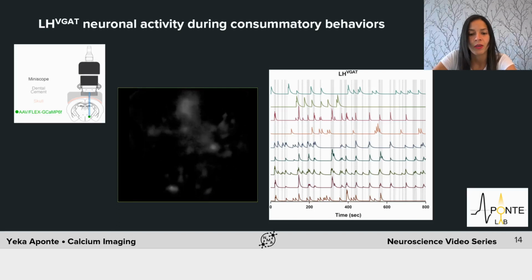For this one, we used a single photon miniscope to image the activity of inhibitory neurons in the lateral hypothalamus during feeding behaviors in a freely moving mouse. In this case, we wanted to check whether these neurons increase or decrease their activity during food intake. This simple example shows calcium dynamics, or changes in fluorescence, when a mouse is licking a highly palatable and caloric liquid food. This is depicted here in these gray lines. So this is pretty neat because, as you can see, they are time-locked to events during licking.